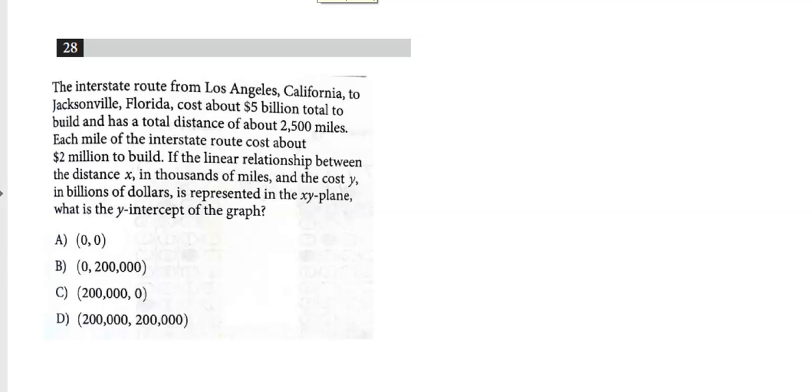All right, so let's just see that. If it's $2 million per mile, and then I multiply that by 2,500 miles, let's just see how much that would be on my calculator here. So 2 with 6 zeros times 2,500, and there are 9 zeros there. So that checks out. That would be 5 billion.